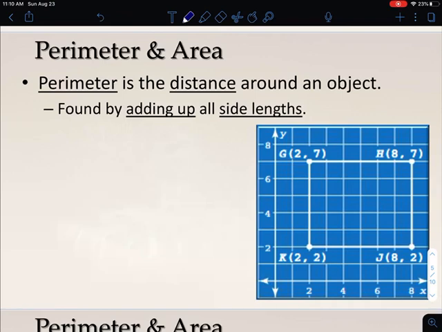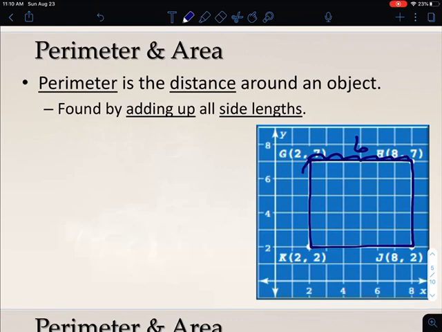So if we look at the figure here, they've given us a rectangle right here in the coordinate plane. They want us to find the perimeter. So that means add up all the sides of the figure. So the first thing we need to do is figure out how long each of the sides are. In this case, because they're horizontal and vertical lines, we can just count if we want. So from G to H on the top there, I can just count 1, 2, 3, 4, 5, 6 units long. And then I can count from top to bottom.